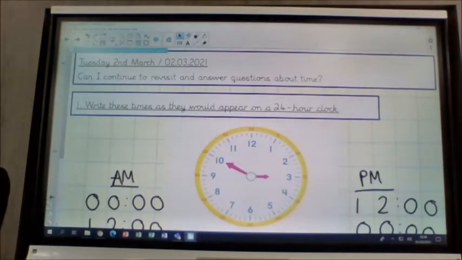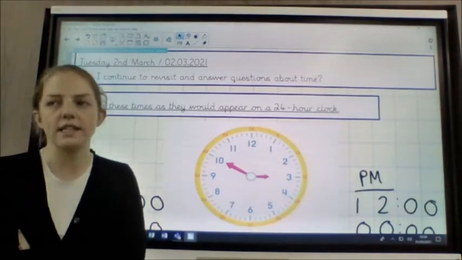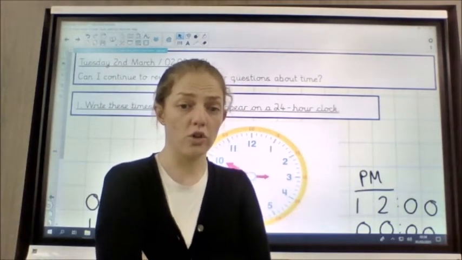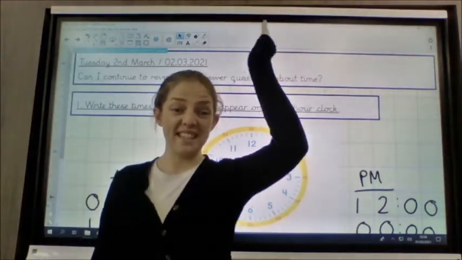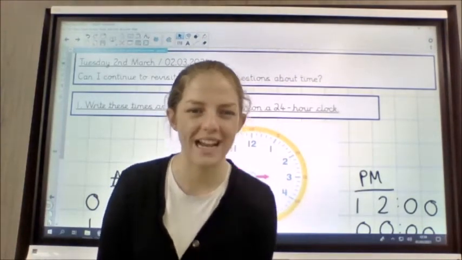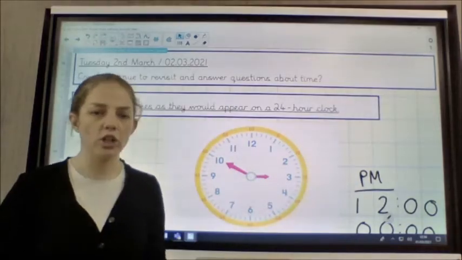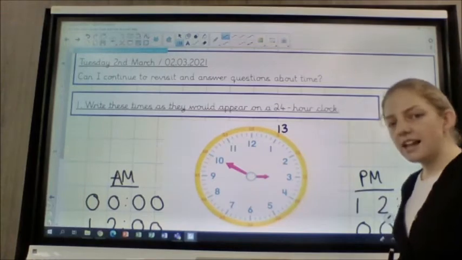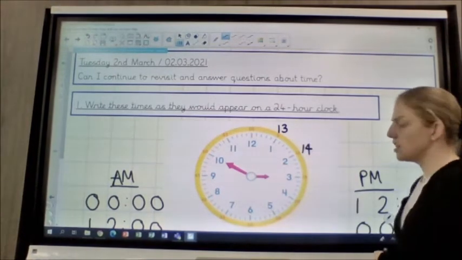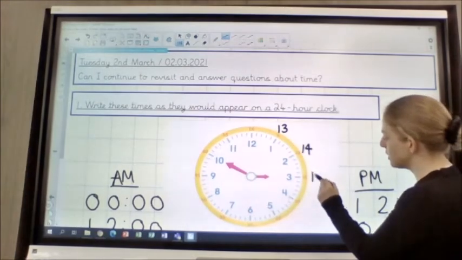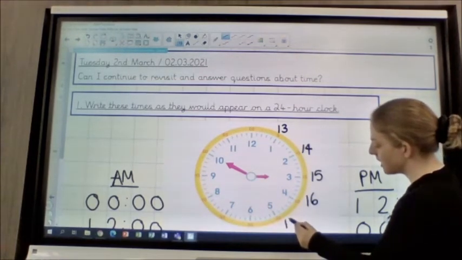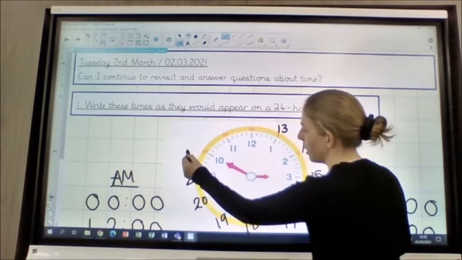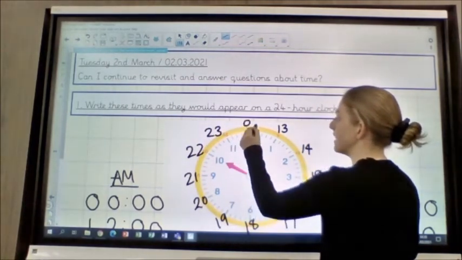Let's look at your question. So your question is asking you to write these times as they would appear on a 24-hour clock. So when you look at a 24-hour clock, it doesn't look the same as what it would on a normal clock face. So after you've reached midday at lunchtime, something happens with your time on a digital clock. And instead of it being 1 o'clock, it actually turns into 13, the number 13. It turns into the number 14. Instead of 3 o'clock in the afternoon, it turns into 15. 4 turns into 16, and so on until you reach midnight when the clock decides to reset itself again.